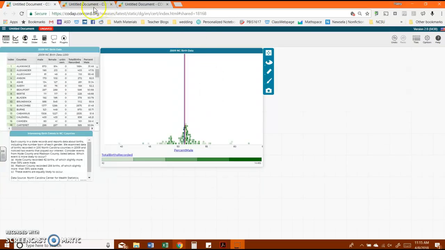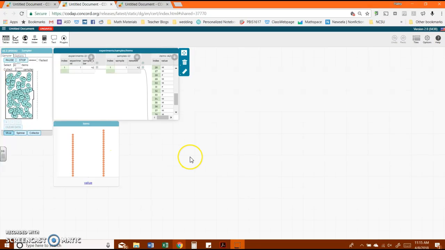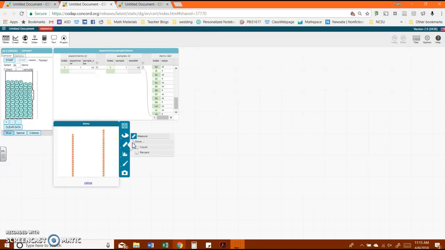So next, we wanted to model the births in Hyde County and see how likely it is for 59% of the population to be born male in 1 year. So what we were set up with was this simulation where we were collecting males and females. And when we did that, I set up a histogram to show our comparison. And we can show the percentage here.